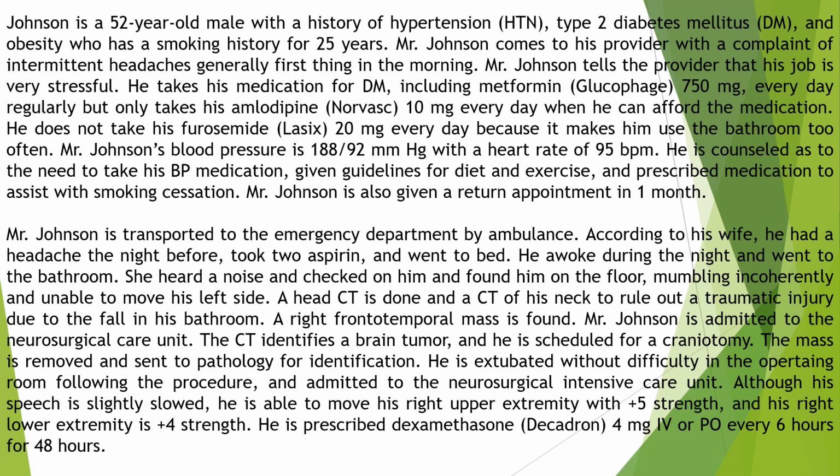Mr. Johnson's BP is 188 by 92 mmHg with a heart rate of 95 beats per minute. He is counseled as to the need to take his BP medication, given guidelines for diet and exercise, and prescribed medication to assist with smoking cessation. Mr. Johnson is also given a return appointment in 1 month. Later, Mr. Johnson is transported to the emergency department by ambulance. According to his wife, he had a headache the night before, took 2 aspirin and went to bed. He awoke during the night and went to the bathroom. She heard a noise and checked on him and found him on the floor, mumbling incoherently and unable to move his left side.